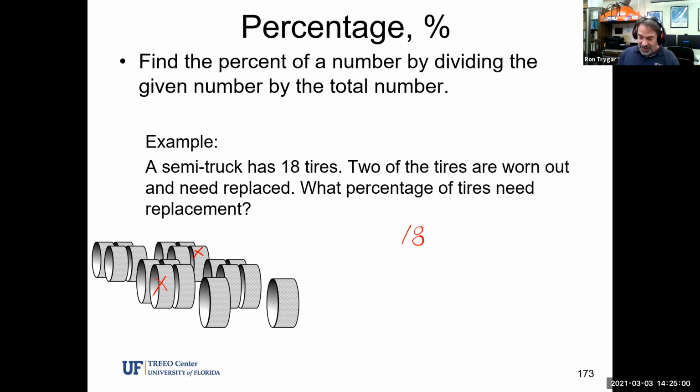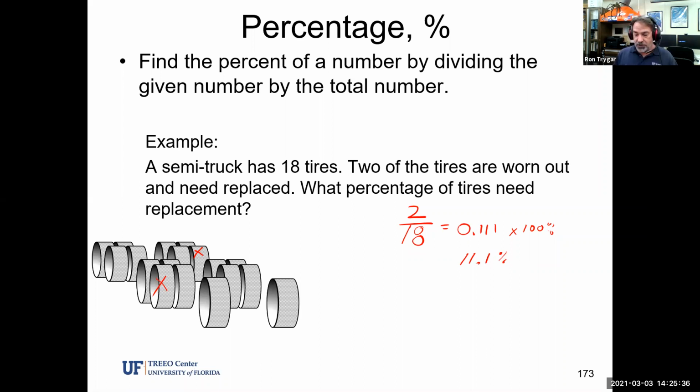So we have 18 tires, and we need to replace 2. So 2 divided by 18. 2 divided by 18 is 0.11111 as a decimal. And what is that as percent? We multiply this by 100%, and that gives us 11.1% of the tires need to be changed out.